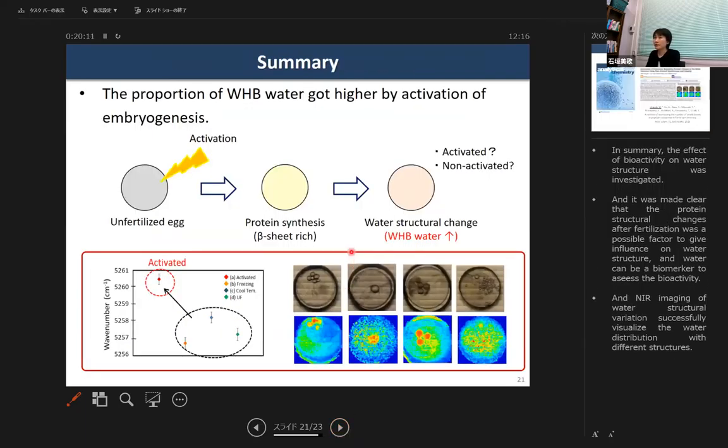In summary, the effect of bioactivity on water structure was investigated, and it was made clear that the protein structure changes after fertilization were a possible factor giving inference on water structure, and water can be a biomarker to assess the bioactivity. And in NIR imaging, water structure variation successfully visualized a water distribution with different structure.